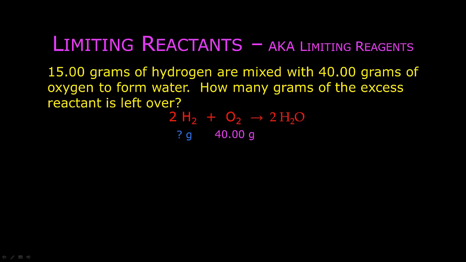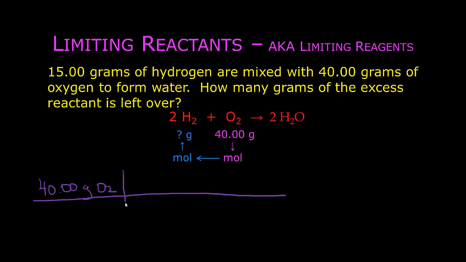So we're going to draw our little mole map here. We always go to moles first. We go from grams of oxygen to moles of oxygen, then from moles of oxygen to moles of hydrogen, and then from moles of hydrogen to grams of hydrogen. So we have 40 grams of O2, and we need to go to moles of oxygen first. So I'm going to put moles of O2 on the top. Whatever units I have on the upper left always go on the lower right, so grams of O2.